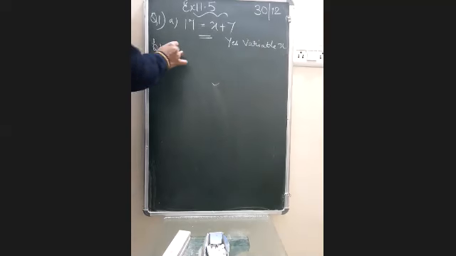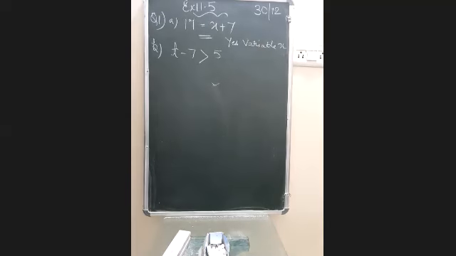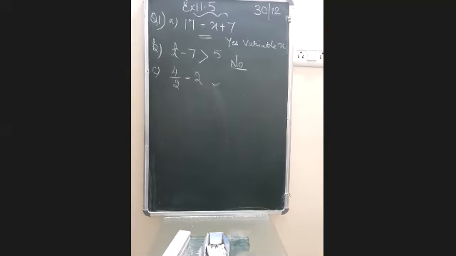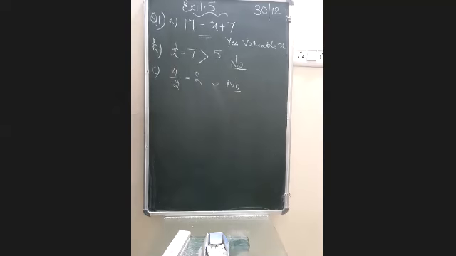Question number B. t minus 7 is greater than 5. Do you find any equal sign here? There is no equal sign, so this is not an equation. The answer is simply no. Question number C. 4 by 2 is equal to 2. Do you find any variable here? No, you don't find any variable, so it is not an equation, because we don't have any expression, we have only numbers written.